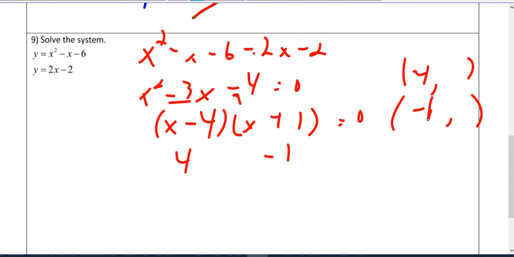All right, so I'm going to plug it into this one. That's easiest. 2 times 4 is 8, minus 2 is 6. And 2 times negative 1 is negative 2, minus 1 is negative 4. So 4 comma 6 and negative 1, negative 4.